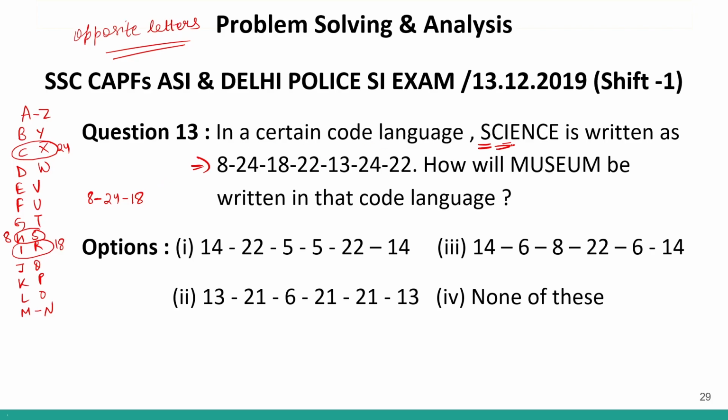So let us continue. E's opposite word is V and V's code is 22. Similarly, N's opposite word is M, code is 13. And C again is 24. C's opposite word is X, which is 24. And E again is V, which is 22. So this is my code: 8, 24, 18, 22, 13, 24 and 22. Okay. So similarly, we'll find the code for museum.